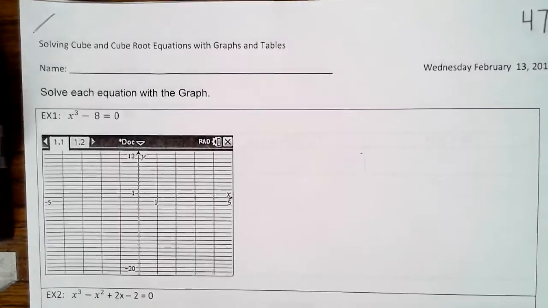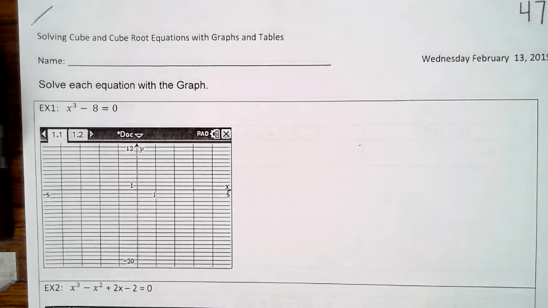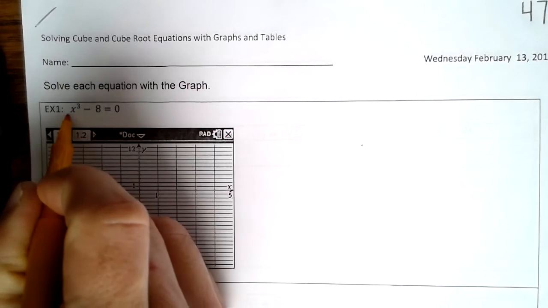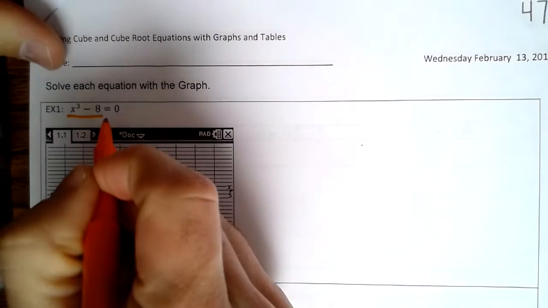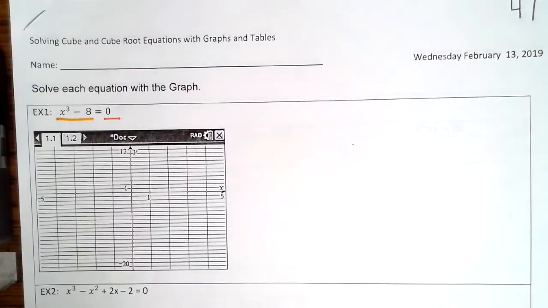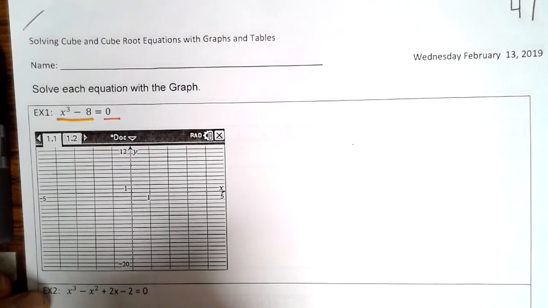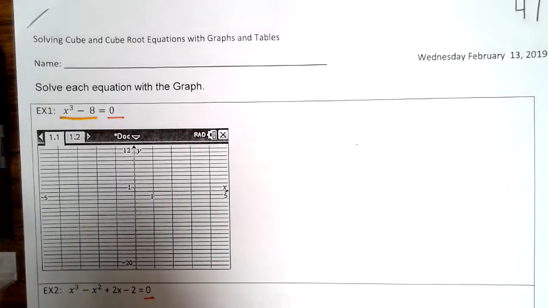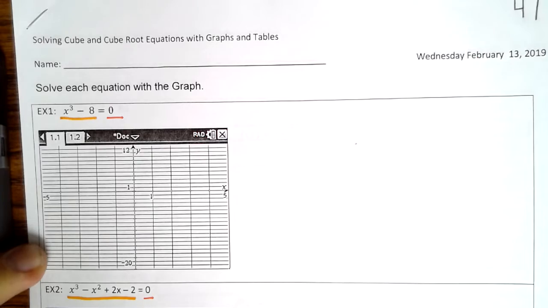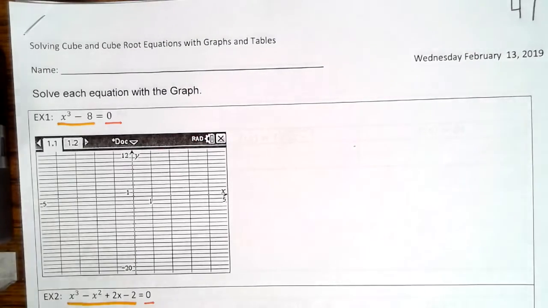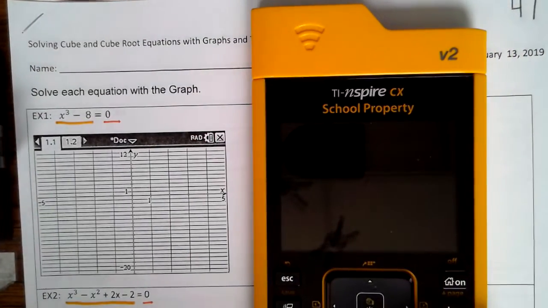All right, solve each equation with the graph. Okay, so we're going to graph the left side and the right side. So I'm actually going to graph the left side in yellow and the right side in orange. All right, so at this point, you're going to need a calculator. If you don't have a calculator this time, you might wait to watch the video when you do. But I assume at this point you do, so let's get started.